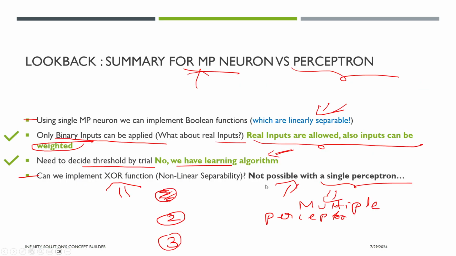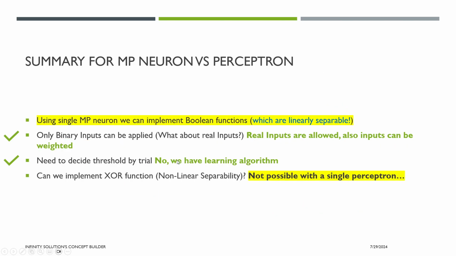So now let's look back at all the questions again for the MP neuron. For the time being, just ignore the highlighted ones, that is the first and the last. But let's see the second and the third one. In the second one, it says that only binary inputs can be applied. I'm talking about the MP neuron, and we asked what about real inputs? Perceptron can help us because in perceptron, real inputs are allowed.